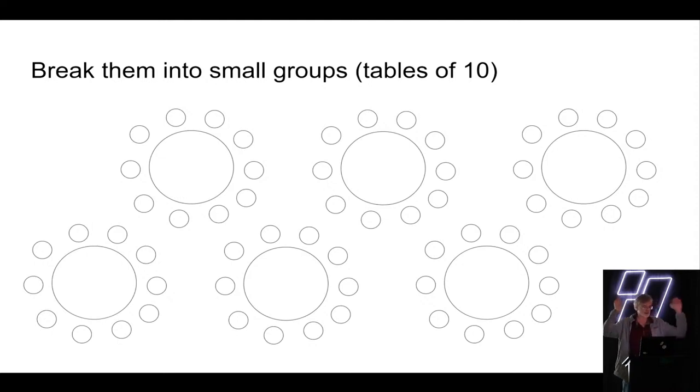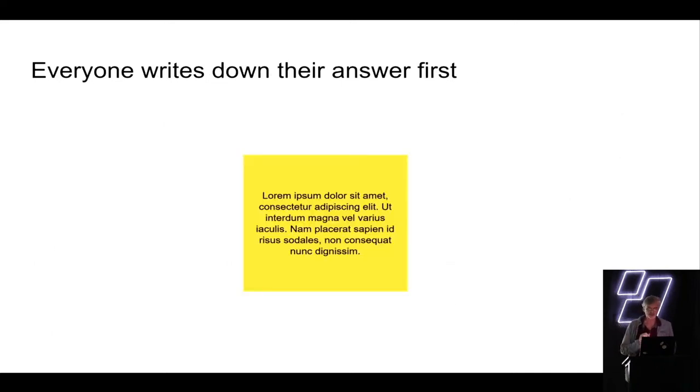So take your room full of people and break them up into small tables. Now, some people will say 8 or 6 or whatever. I like 10 because that makes the math easy, but it's really just a variable. The first step is we start with a question: what's the biggest problem in this country? And we ask everyone to write your answer down first. Don't listen to what other people have to say, just write down your answer.